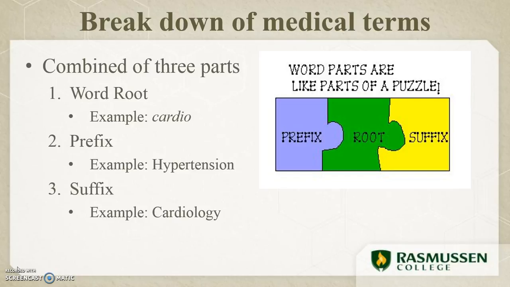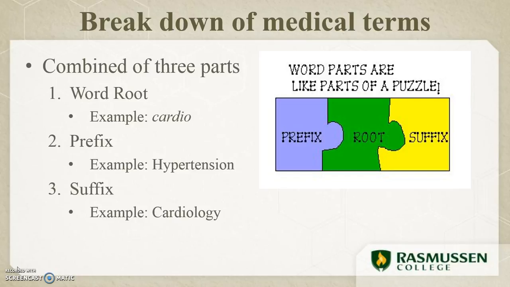The prefix is a word element that is placed before or at the beginning of a word root. The prefix is used to alter or modify the meaning or to create new words. So for example, things like hypertension or hyperlipidemia. Hyper is the prefix and tension is the word root. Hyper means high, tension means blood pressure. So the word would be high blood pressure.